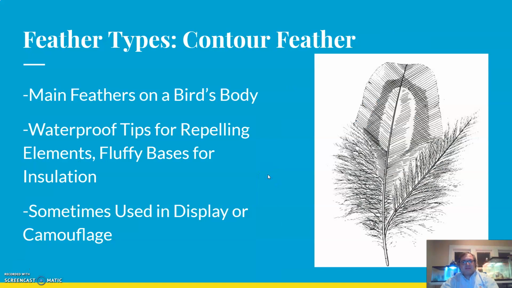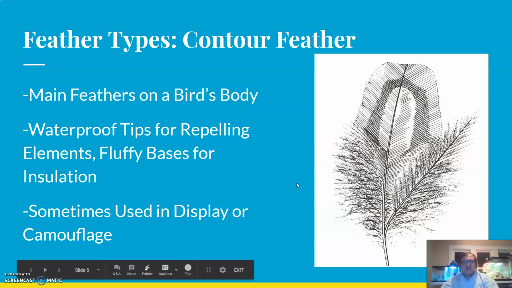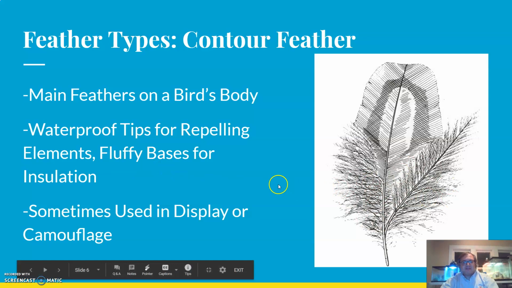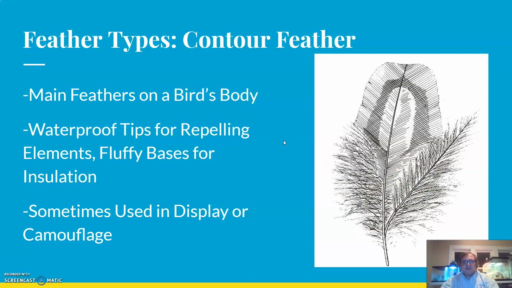So if we look at different types of feathers, again, none of these lists here is necessarily extensive, but I wanted to give you a good baseline idea for some of these. This is an example of a contour feather. These are the main feathers on a bird's body. They have waterproof tips, so again, this part right here for repelling the elements, and then they have fluffy bases for insulation. It's kind of the best of both worlds in terms of the pinnaceous and the plumulaceous feathers.